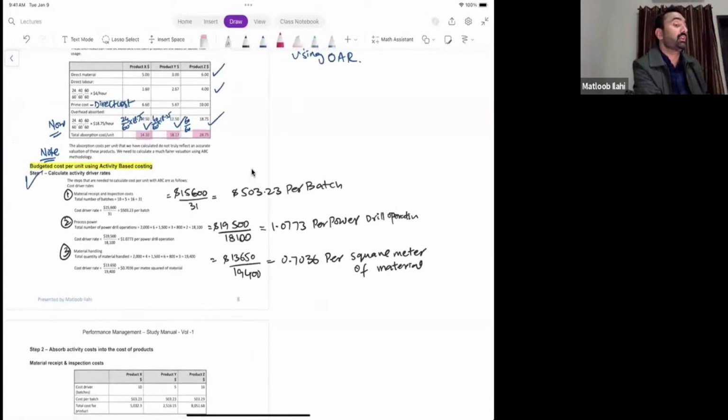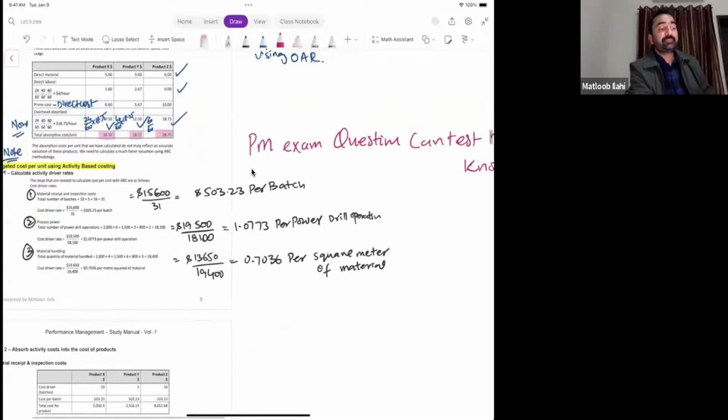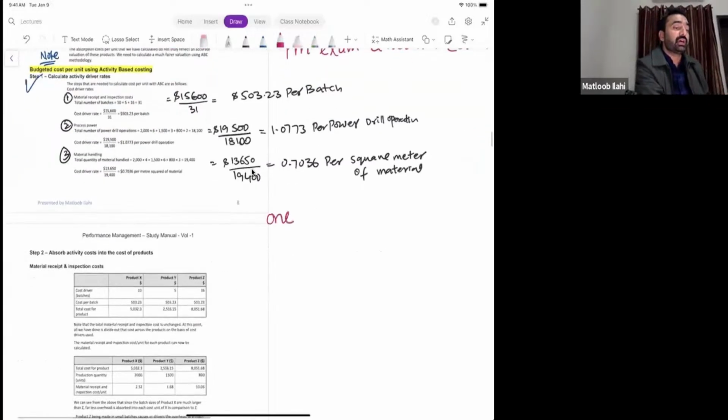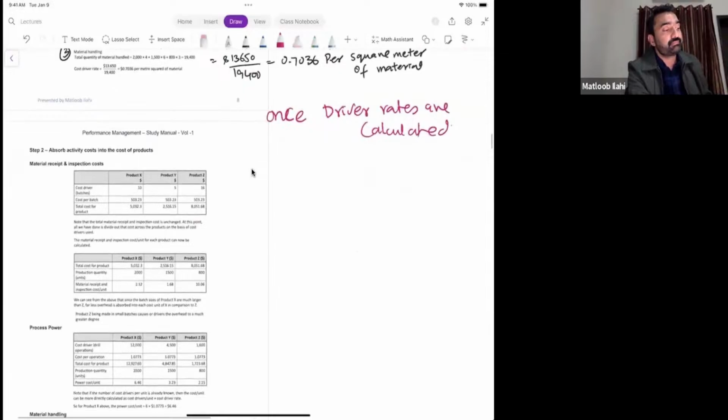Exam questions can test your knowledge. PM exam questions can test this knowledge. Okay, so far we have done driver rates. Once driver rates are done, the next step is to calculate total overheads for each product.